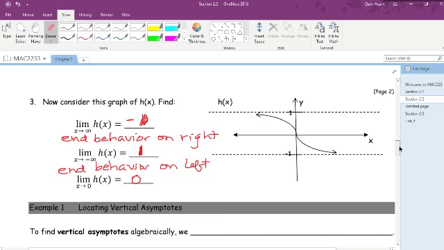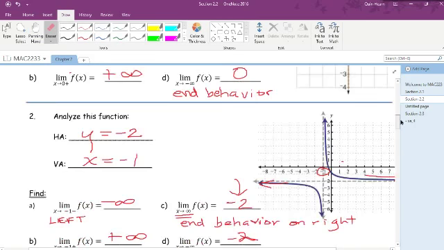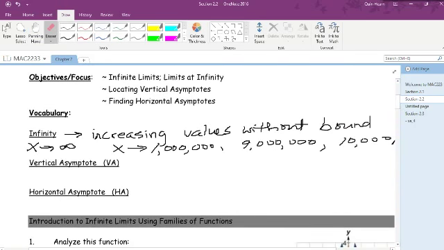Okay, so I'm going to scroll back up to the top here, back to our vocabulary words, and I'm just going to make a note that a vertical asymptote is going to occur when you have a limit as x approaches some number c from the left or from the right, it doesn't matter, of the function f of x equal to positive or negative infinity. Then that means you're going to have a vertical asymptote x equals c.